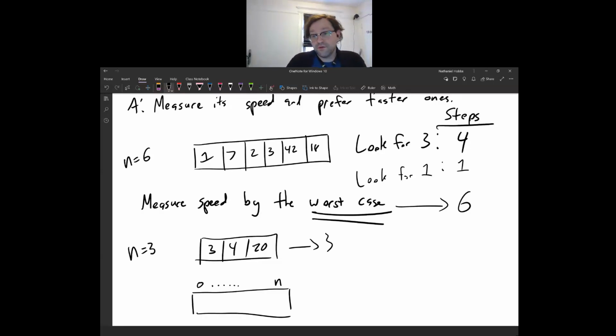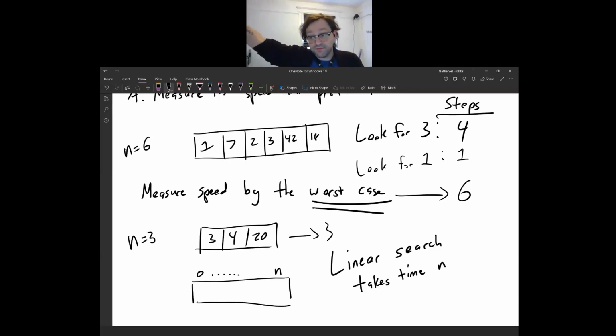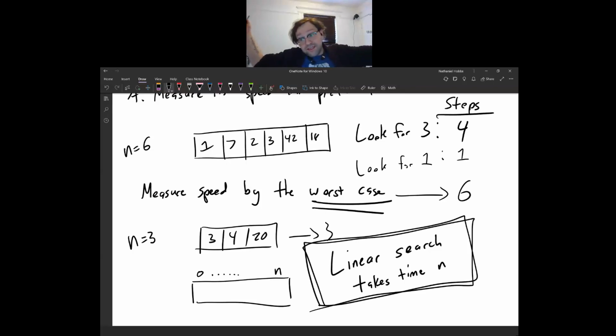And so we can say that linear search takes time n. Okay, so that is something to know. The linear search takes time n, where n is whatever the length of the array is. If the array is 100, then in the worst case, it could take up to 100 steps to come up with an answer. If the array is 1 billion, then it can take 1 billion steps, whatever.